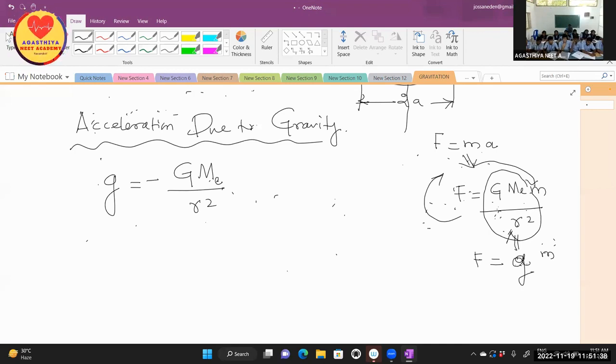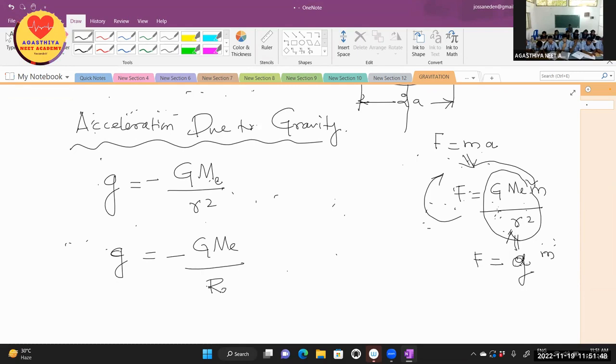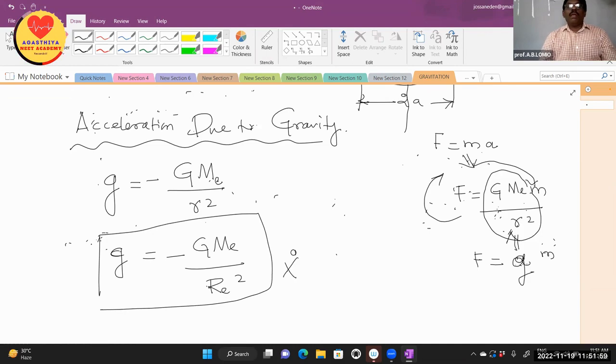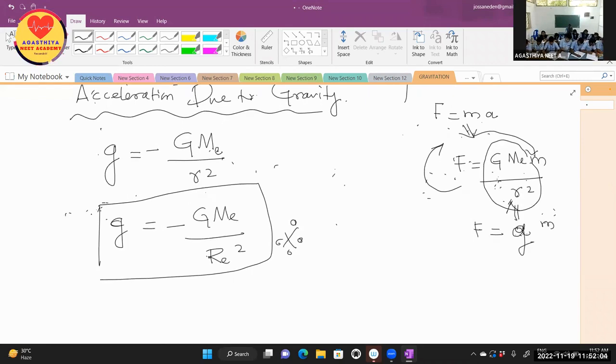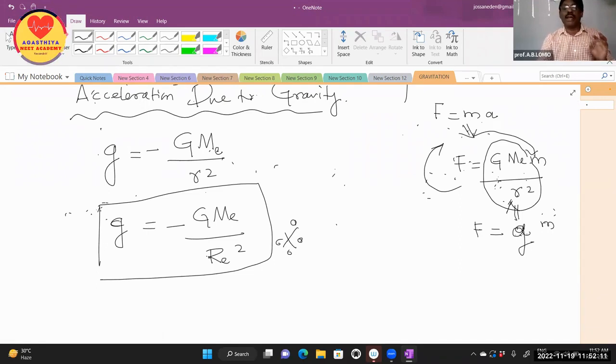Mass of the earth is further equated as M_e. Here R is nothing but the radius of the, sorry. Kindly note down this. Acceleration due to gravity is minus capital G M_e divided by R_e whole squared, where R_e is the radius of the earth.